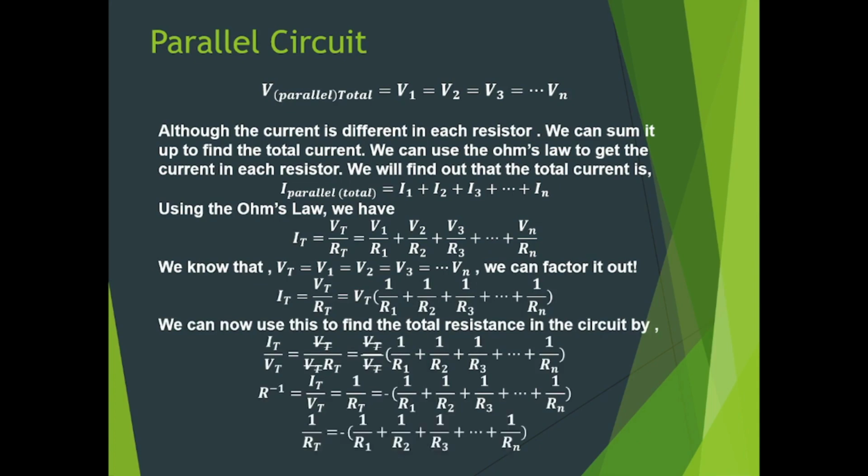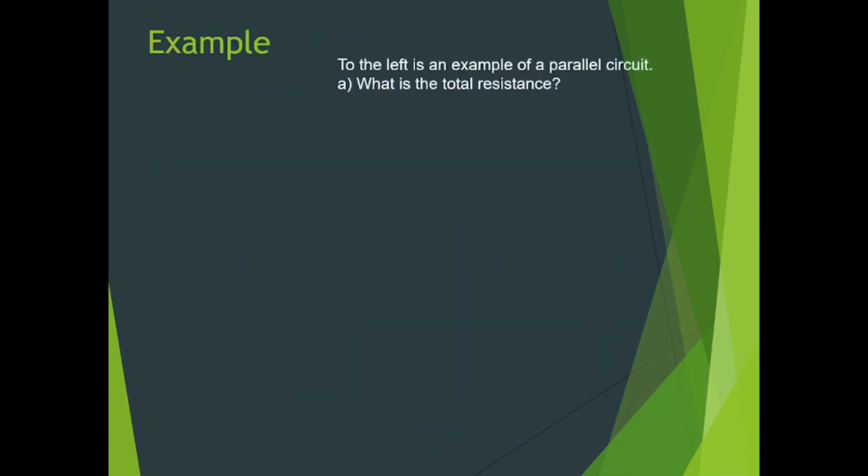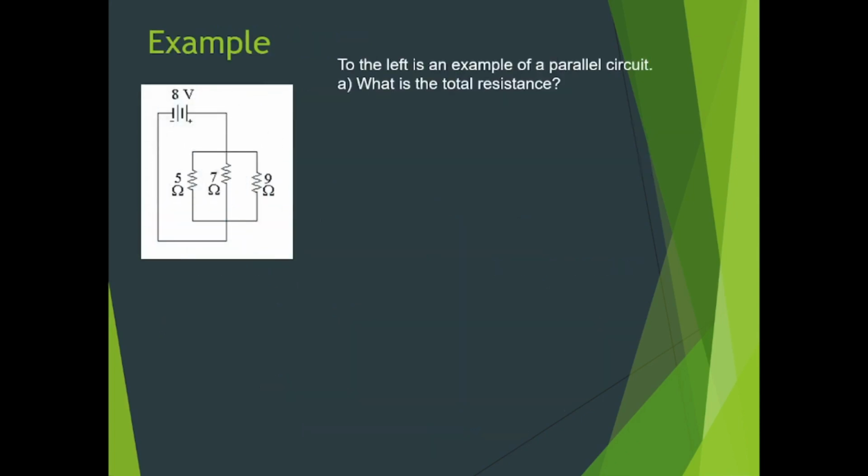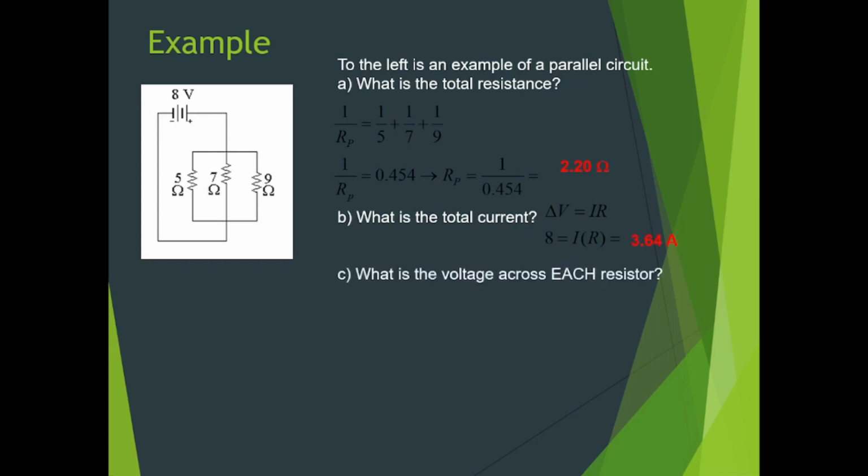To the left is an example of a parallel circuit. A. What is the total resistance? When we apply the formula and solve for the reciprocal of 1 over R sub T, we will see that it is equal to 2.20 ohms. The next question is, what is the total current flowing in the circuit? We use the formula for the Ohm's law. V is equal to I times R, and we will see that the current is 3.64 amperes. What is the voltage across each resistor? It is 8 volts each.